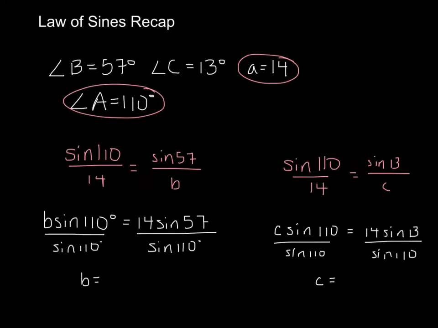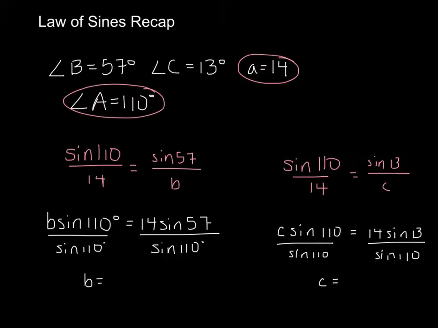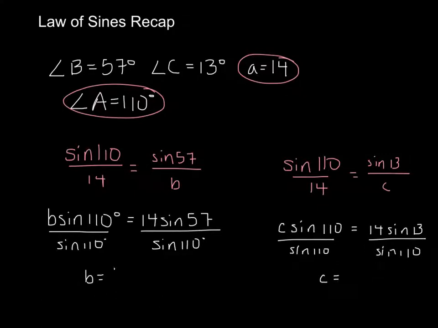Okay, so here I have my equations and I've started to divide by sine 110. So for the one on the left, I'll type in 14 sine 57 and then divide that by sine 110 and I'll get 12.5 when I round. And for the one on the right, where I had c sine 110 equals 14 sine 13, I'll divide both sides by sine 110 and I will end up with c equals 3.4.